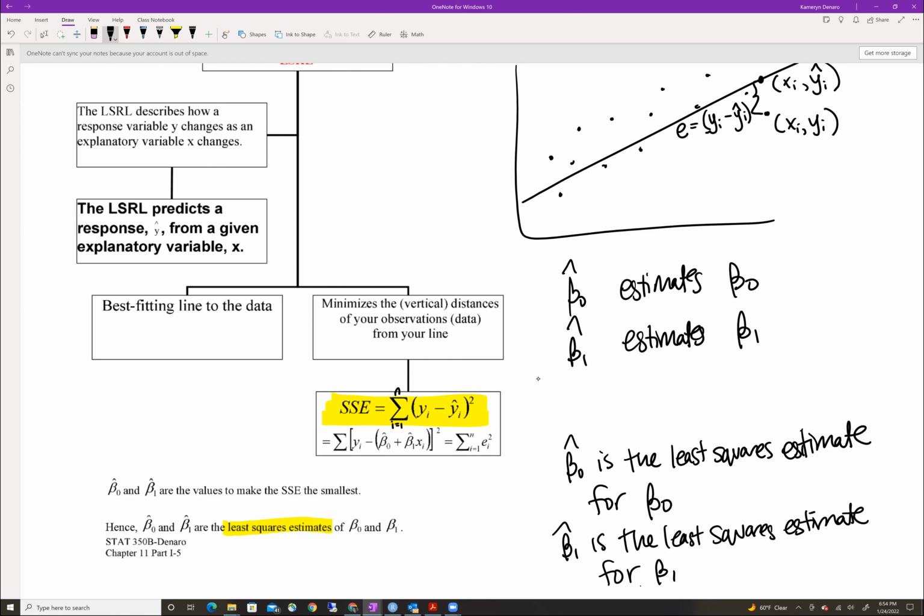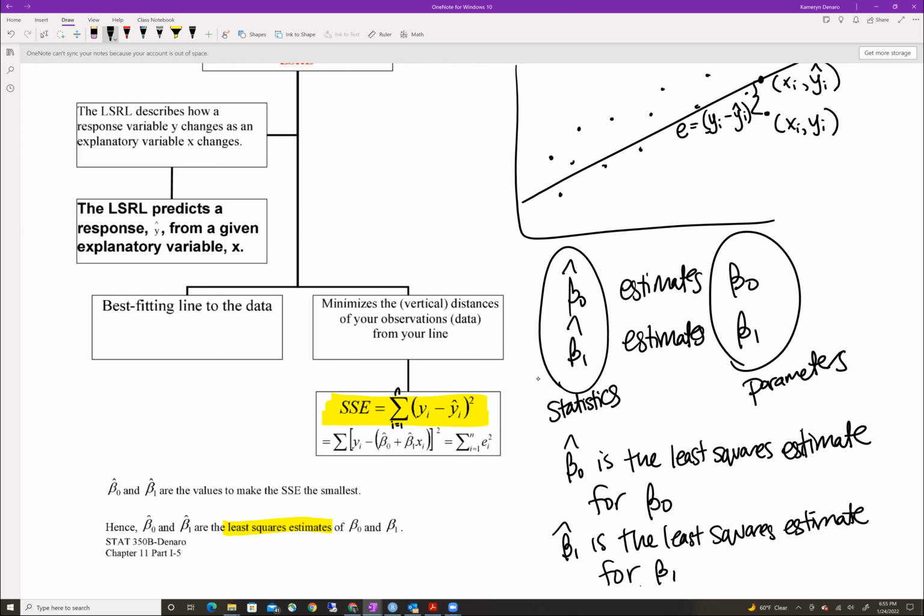beta 1. So beta 0 and beta 1 are parameters because those come from the population and they're unknown. We don't know what they are. We'd like to know what they are. So we take a sample of data and we calculate statistics from that data set. And those statistics estimate the population parameters. Sample statistics estimate population parameters.